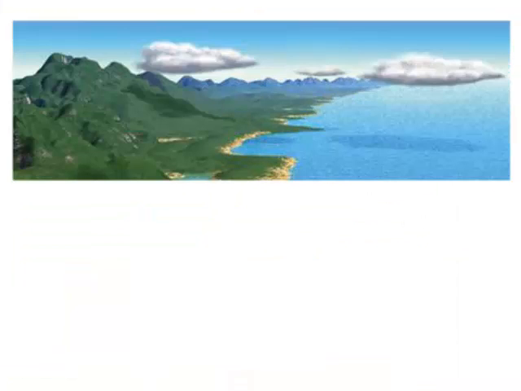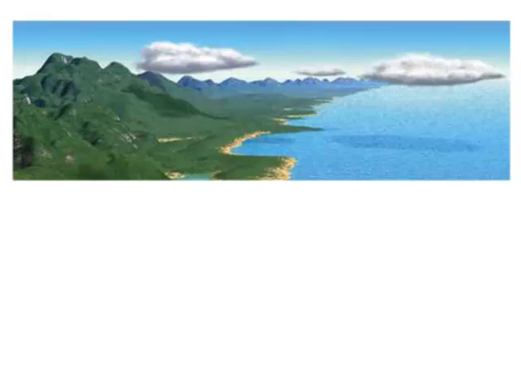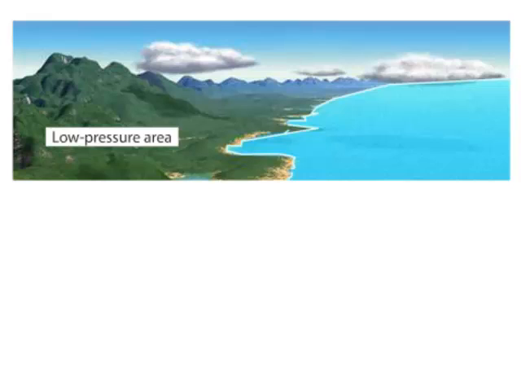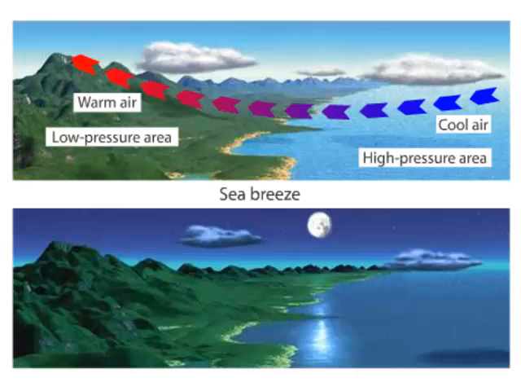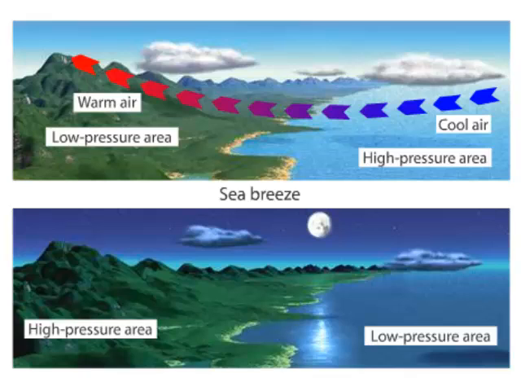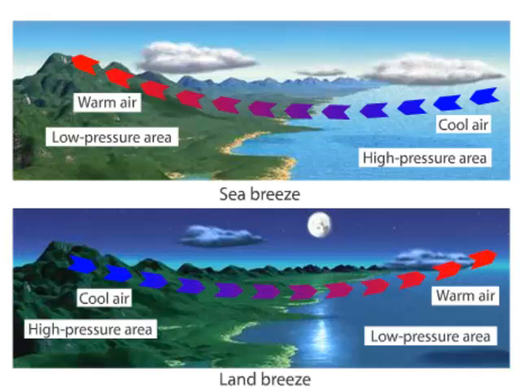Local winds are winds that are influenced by the geography of an area. For example, during the day the land heats up faster than the water. Warm air rises above the land, creating an area of low pressure. Cooler air over the water forms a high-pressure area. Because air moves from high-pressure areas to low-pressure areas, this situation causes a sea breeze to blow in from the water. At night, the land cools faster than the water. A high-pressure area forms over the land and a low-pressure area forms over the water. Air moves toward the water, producing a land breeze.